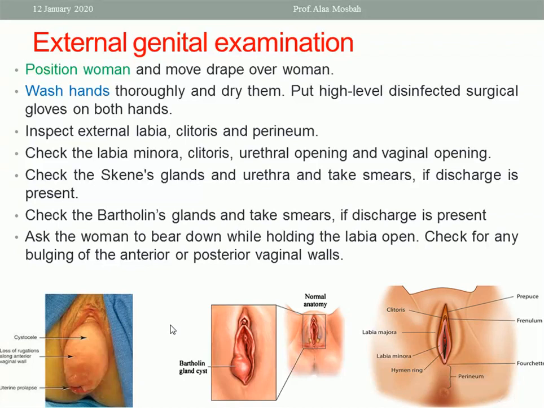Of course, you should separate the labia to see the external urethral meatus and the vaginal introitus, and to see also any discharge coming through the introitus or bleeding. And lastly, you should look at the perineum, as we said before, for short perineum, for any injury, for previous tear, or any lesion.